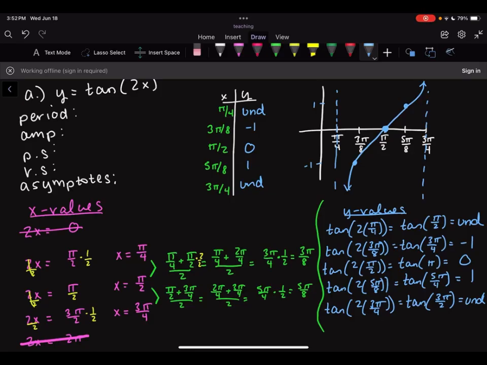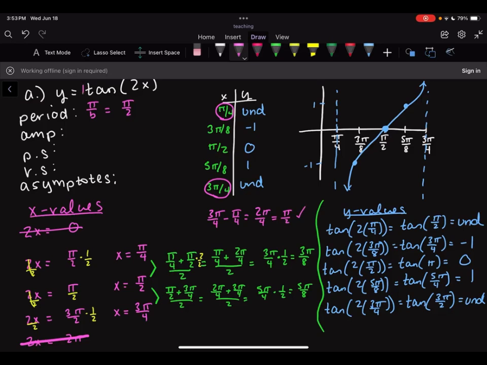Now I did forget to go find period, amplitude, phase shift, all that stuff, so we can go ahead and do that now. My period is pi over b, so in this case that's pi over 2. You'll notice that that is going to be the difference between your last x value and your first x value. So if I do 3 pi over 4 minus pi over 4, that's 2 pi over 4, which is pi over 2. So that checks out. That equals the period.